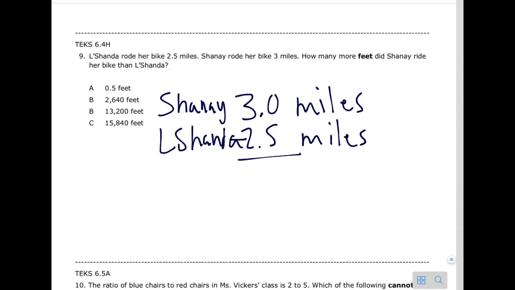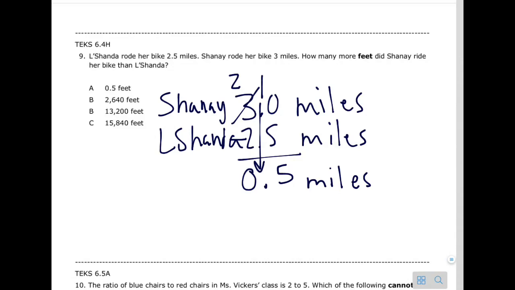I can't take away 5 from 0, so I borrow from the 3, make it a 2, make the 0 a 10. 10 minus 5 is 5, 2 minus 2 is 0. Bring this decimal straight down because we're subtracting decimals. When you add or subtract, you just bring the decimal straight down. So I have 0 and 5/10 miles more. That's how much farther Shanae rode than Lashonda.